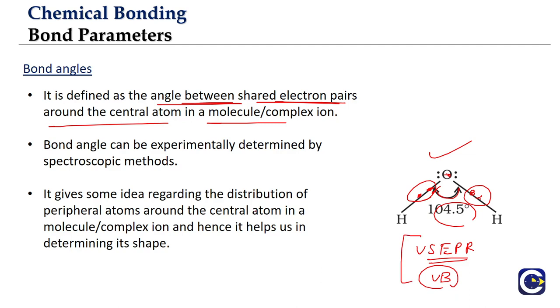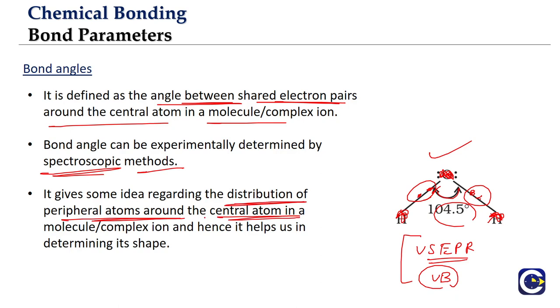Bond angles can be experimentally determined just like the bond length, and the method that we will use is spectroscopic methods. Spectroscopic methods help us to identify the location of nuclei of these atoms, and based on that we will be able to find out the shape of the molecule as well as the bond angles. And what is the main idea of this bond angle?